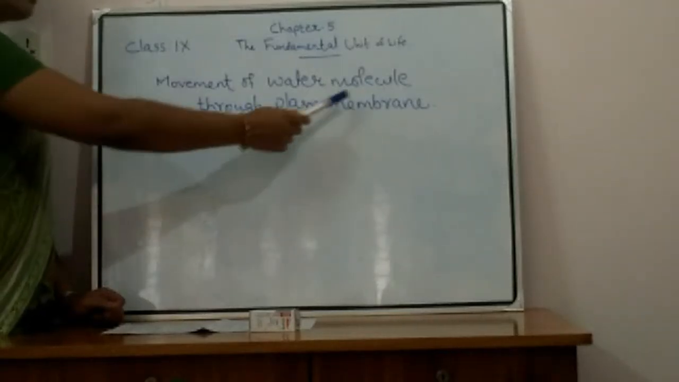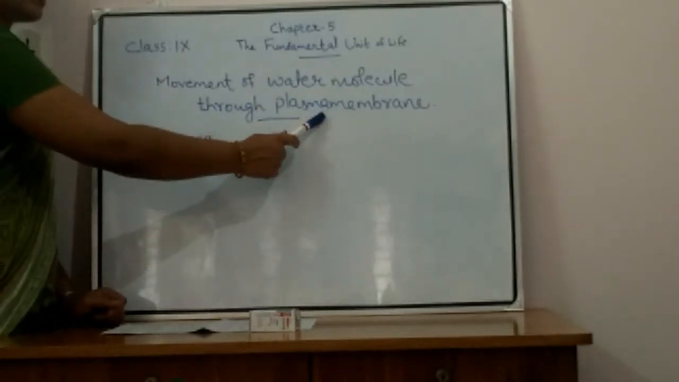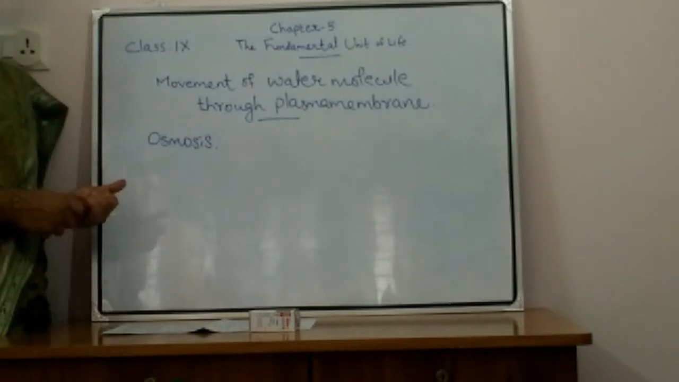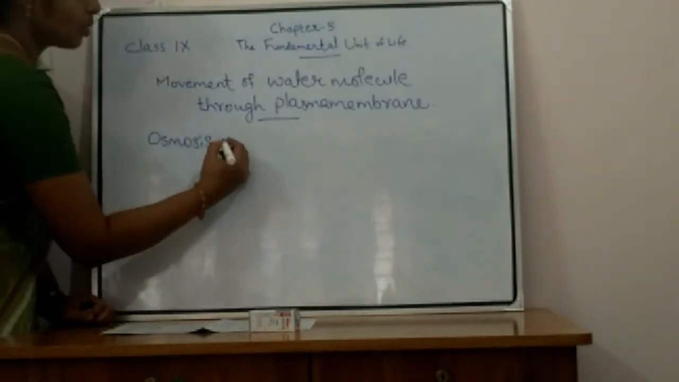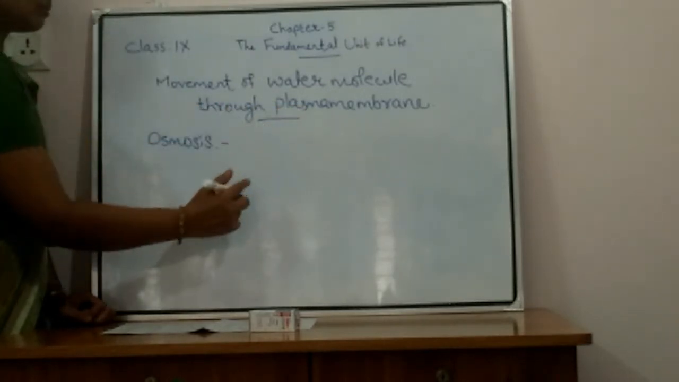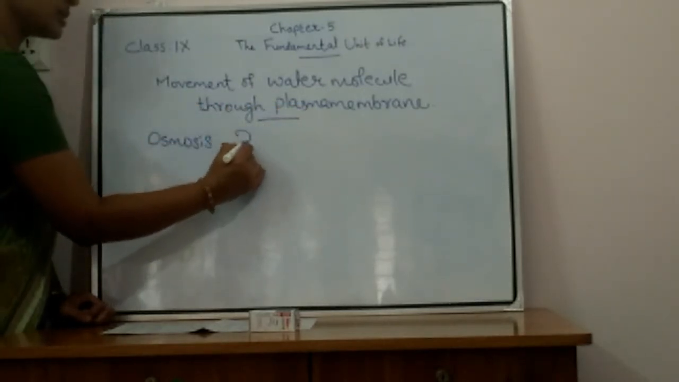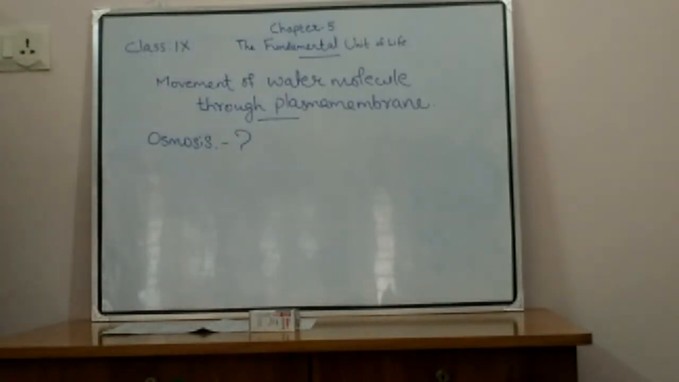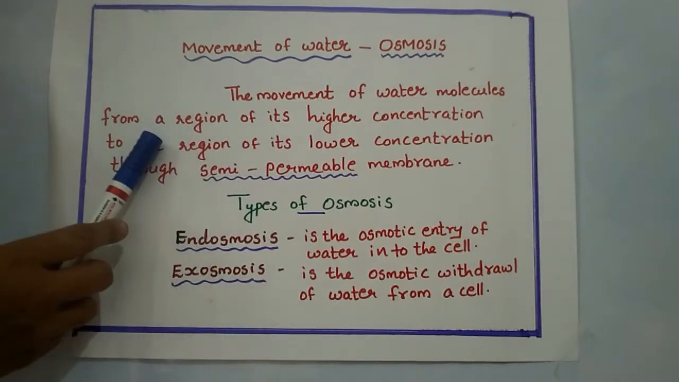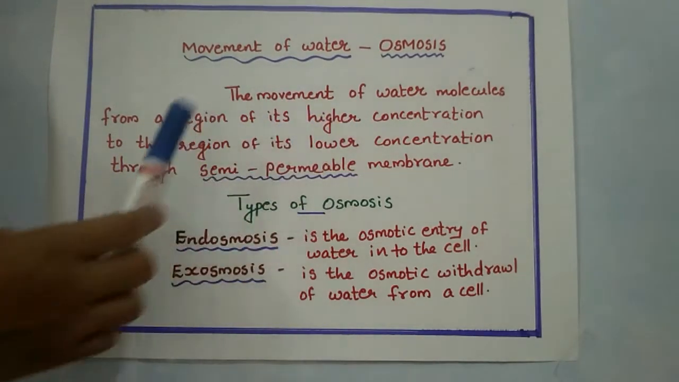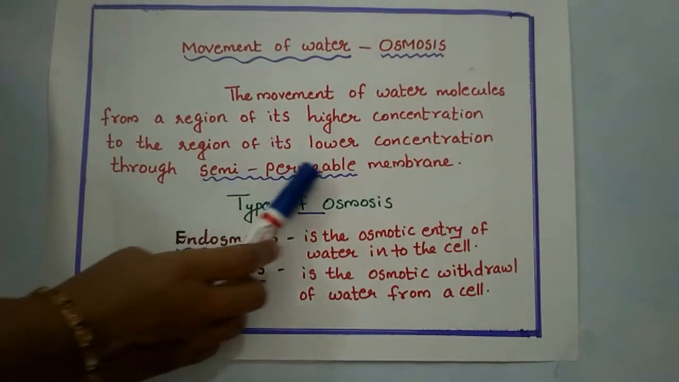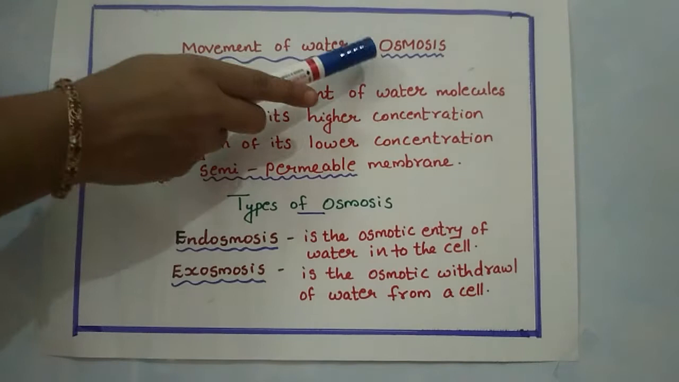The movement of water molecules occurs through this plasma membrane by a process called osmosis. So, through osmosis, water molecules pass through the semi-permeable membrane. Then what is osmosis? That is our question. The movement of water molecules from a region of its higher concentration to the region of its lower concentration through a semi-permeable membrane, that is known as osmosis.